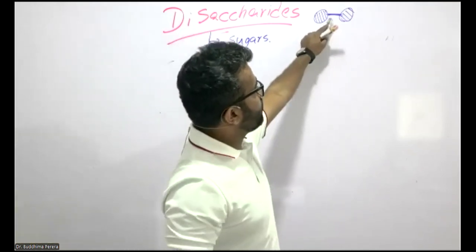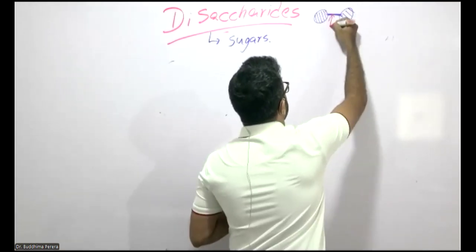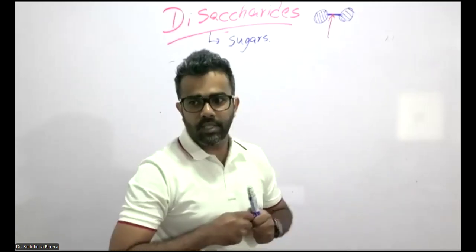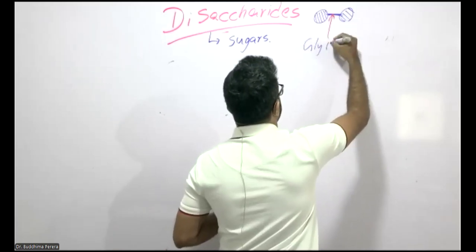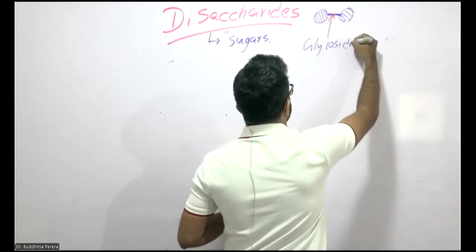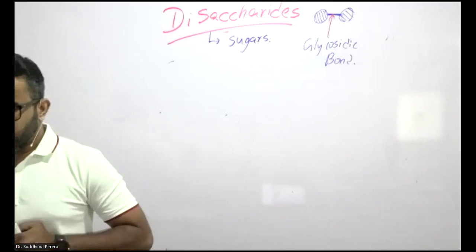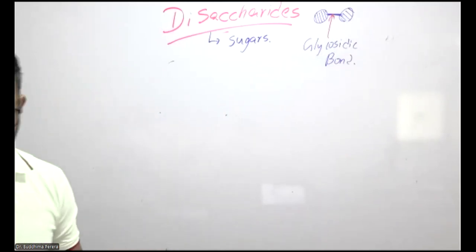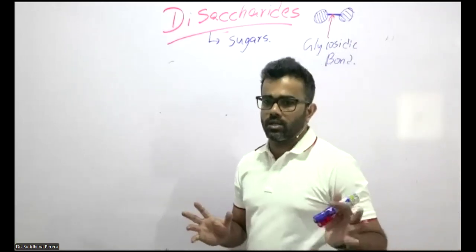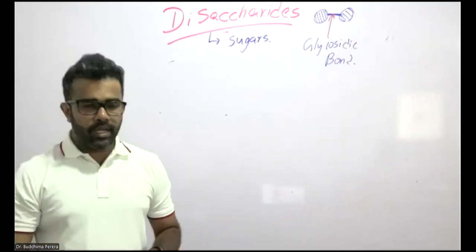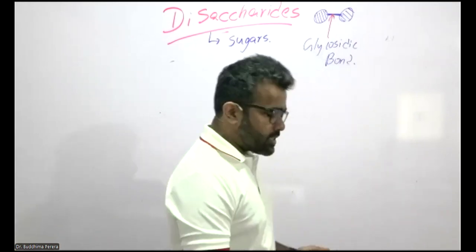The bond which is formed between two monosaccharides, we call it a glycosidic bond. What is it? Glycosidic bond, right? So you should be able to write down the chemical reaction of formation of disaccharides, right? It's easy.